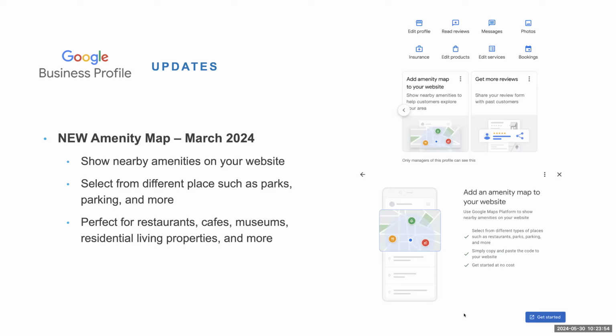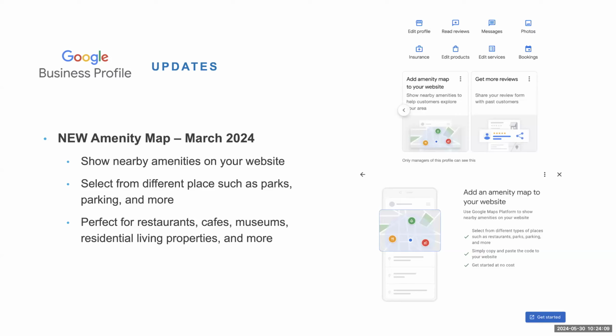You're going to see the card. I don't know if you can see my cursor or not, but you're going to see a handful of cards: add amenity map, get more reviews. You have the little toggle left or right button there. You can toggle between these cards, but look for the one that's amenity map if this piques your interest.